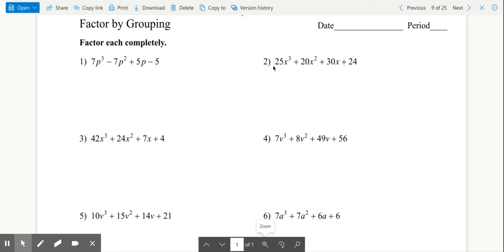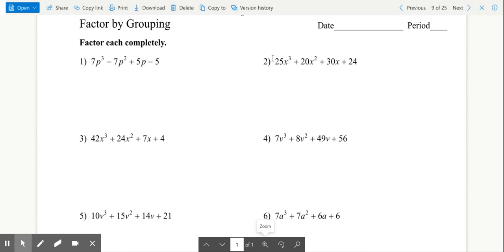So first thing again, I would look at this and say, can I factor out a greatest common factor? I look at these numbers, and the first three are divisible by 5, but the fourth one's not, so that doesn't work. These three are divisible by 2, but this one's not, so that doesn't work. So I don't think that we can factor out a greatest common factor here. So I'm just going to go straight into grouping.